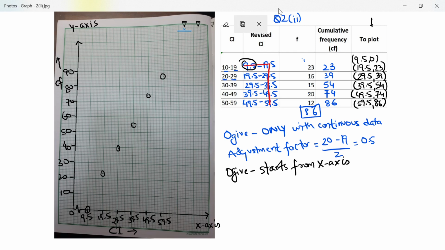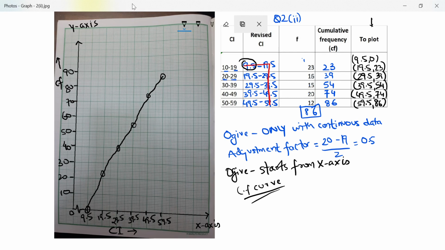And this is an ogive, or a cumulative frequency curve, which means freehand. So I join this using freehand. I start from the x-axis and move on. Perfect. That finishes this question.